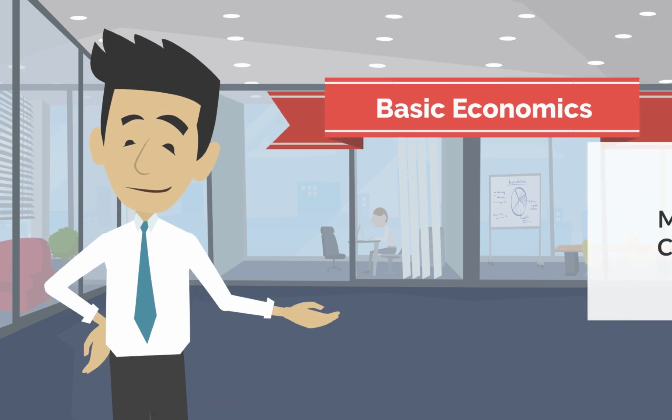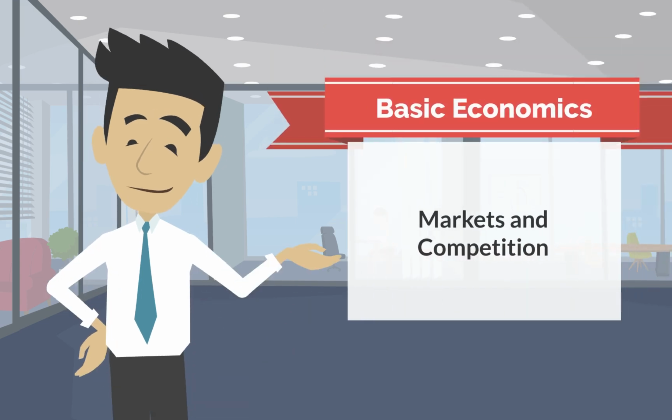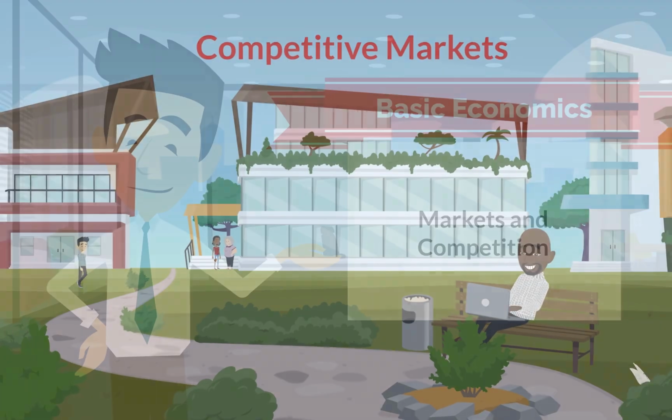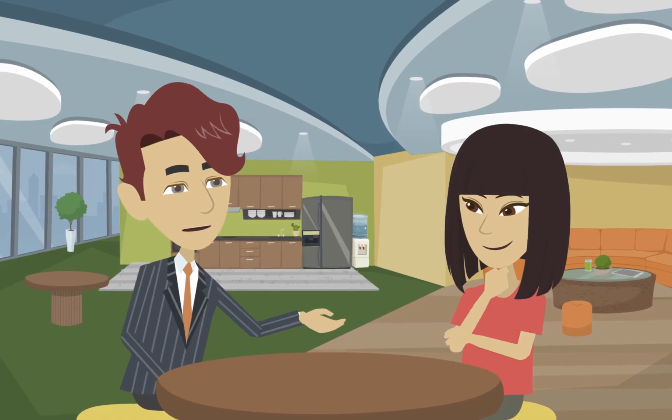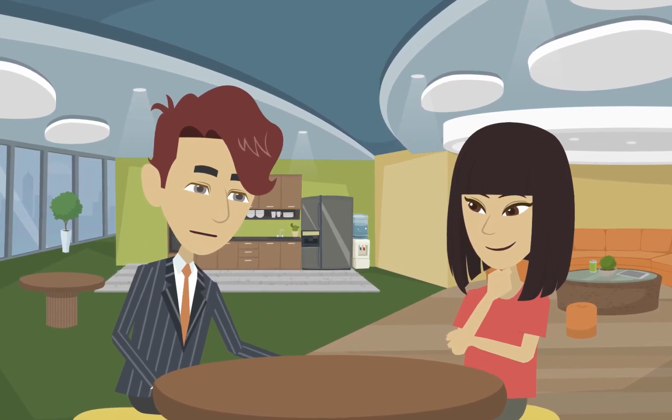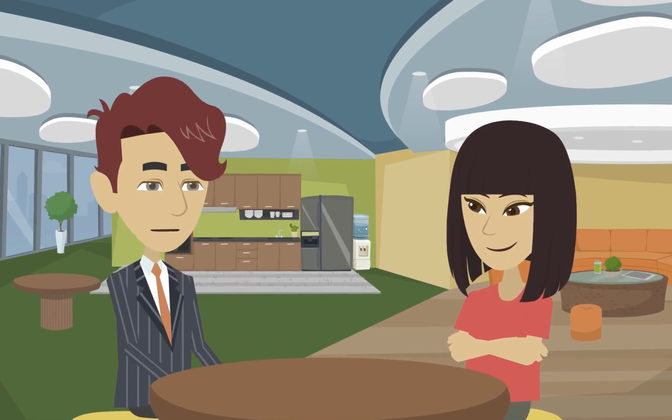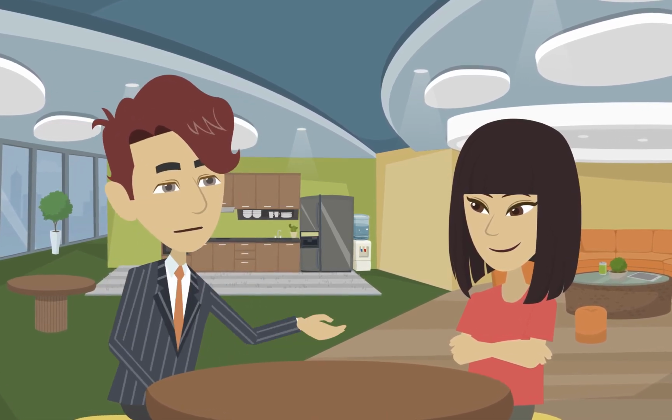Basic economics. Markets and competition. Competitive markets. So, let's talk about supply and demand. These terms describe how buyers and sellers interact in markets.